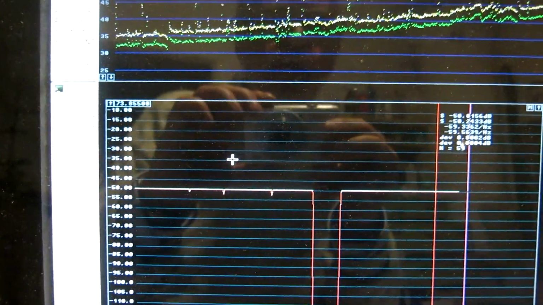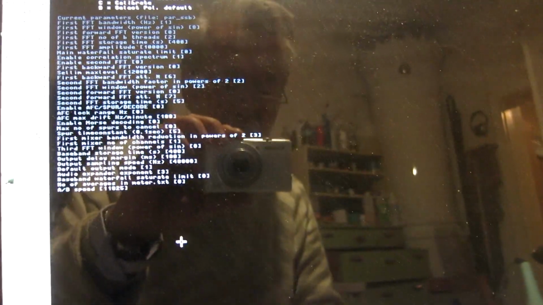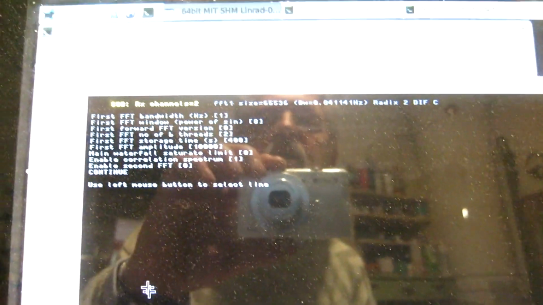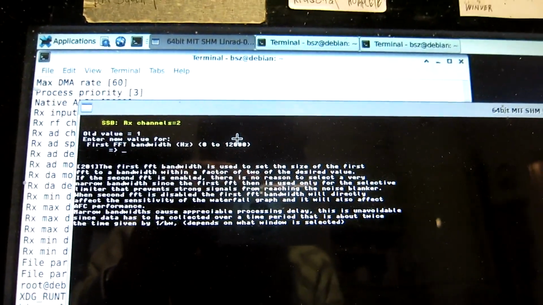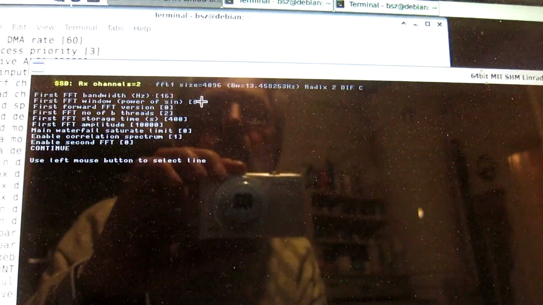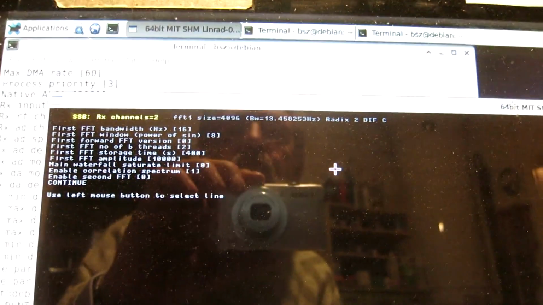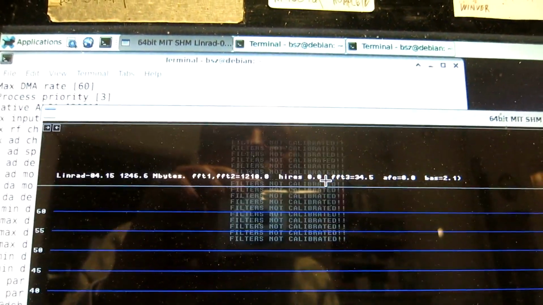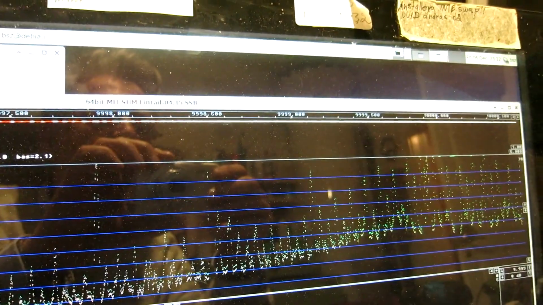I will now change some things. That's X and P for parameters. And I increase the bandwidth from asking for 1 to asking for 16 Hertz. So I get a bandwidth of 13 Hertz now. This will make things run much faster. And I have to move the window and things, so I switch off while doing that.